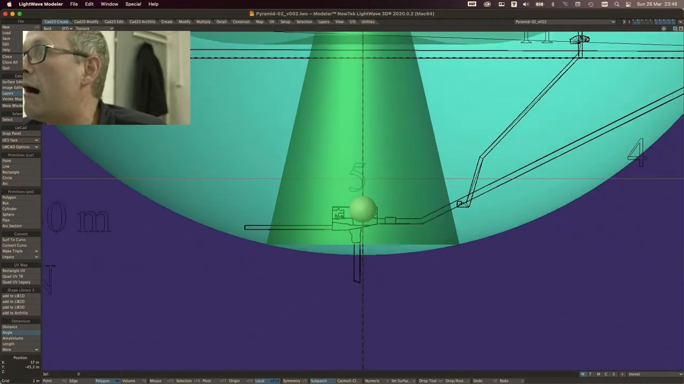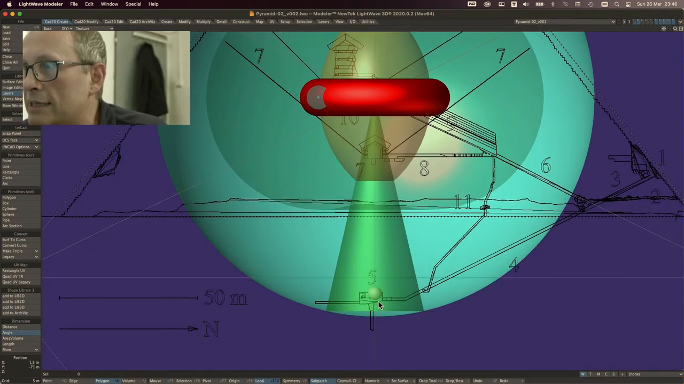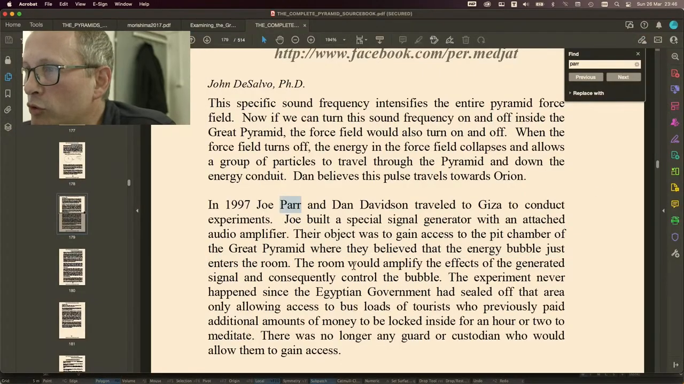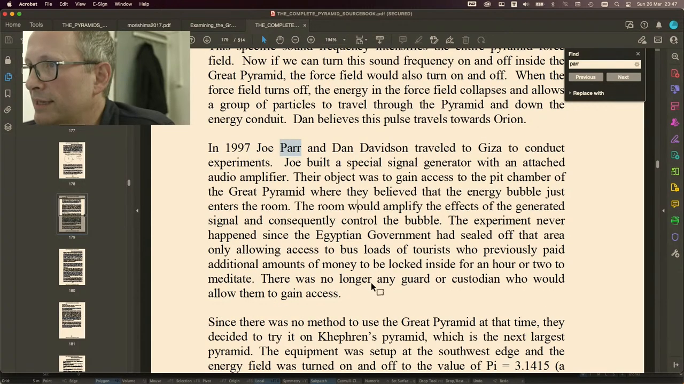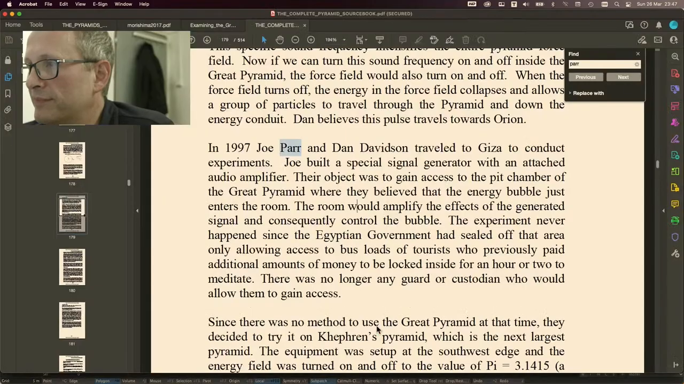Why did they think it was coming in there? For the same reason I believe, well, maybe not, I don't know. But I believe it's coming in there because that's what happens in experiments. The room would amplify the effects of the generated signal and consequently control the bubble. Something down here would control the bubble.